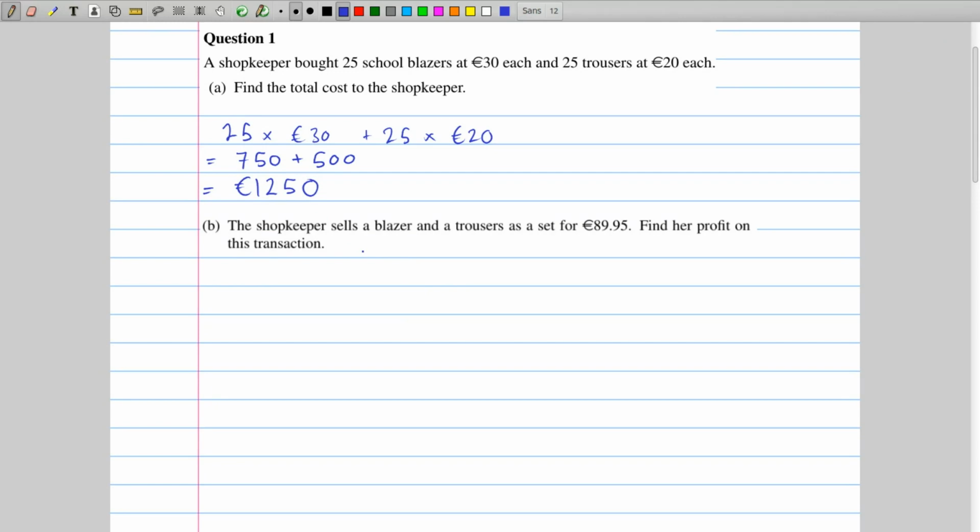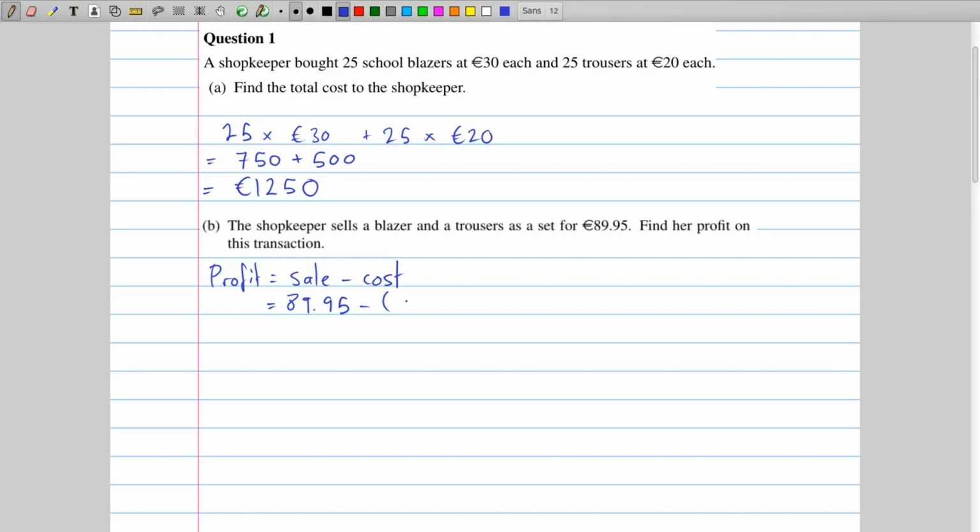Part B tells us that the shopkeeper sells a blazer and a trousers as a set for $89.95, and we have to find the profit on this transaction. So the profit is always the sale price minus the cost price. Sale can sometimes be called revenue as well. So the sale price, we're told, is $89.95.